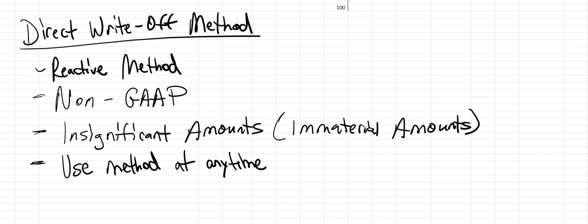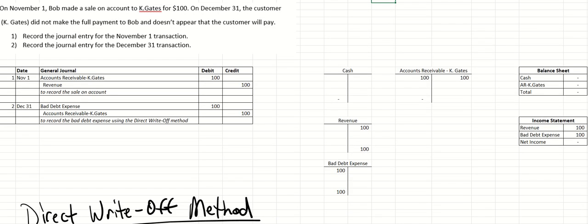So again, the reactive method is non-GAAP. It is done on insignificant amounts, because if that happens, then it's not going to misrepresent the company's financials, because it's really not going to put a dent or make any big impact on the financial statements. And you can use this method at any time. All right, so I'm done with that.